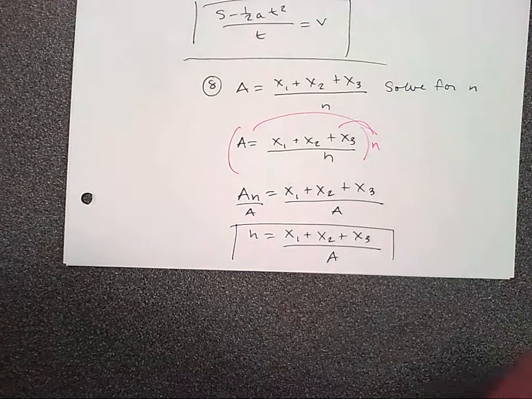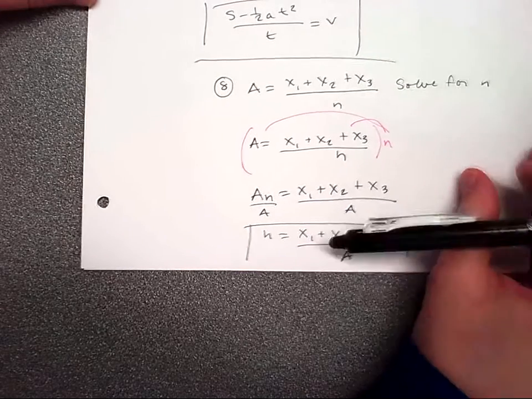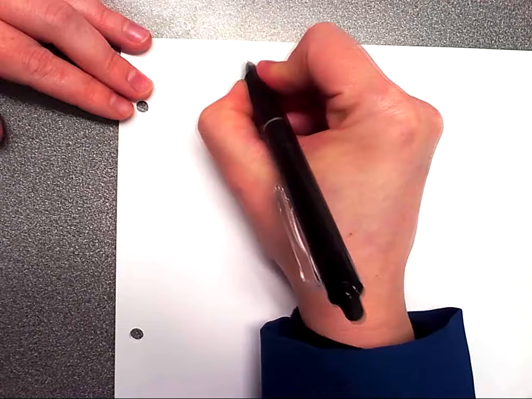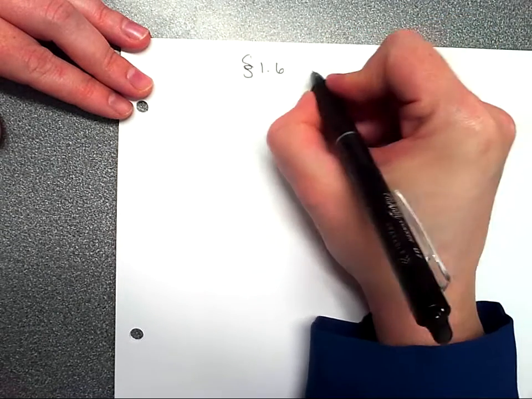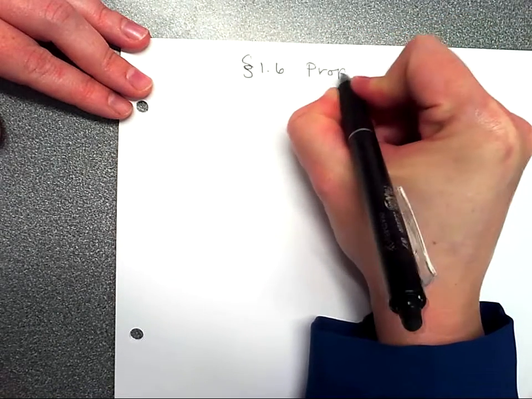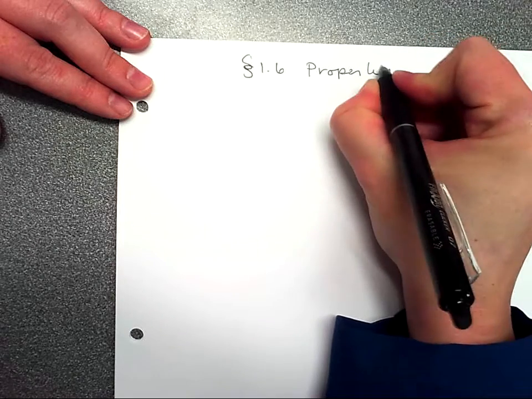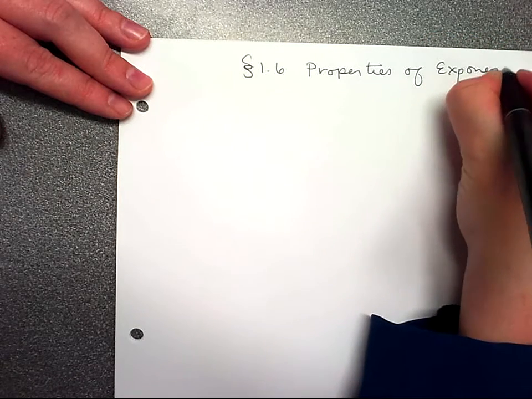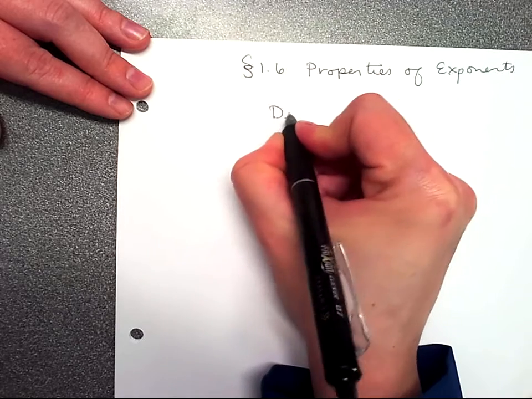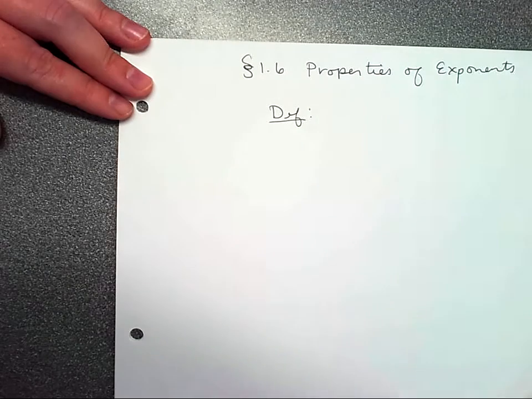All right, so now we're going to move to section 1.6. Section 1.6 is properties of exponents. So let's start with a definition that I think most people know.